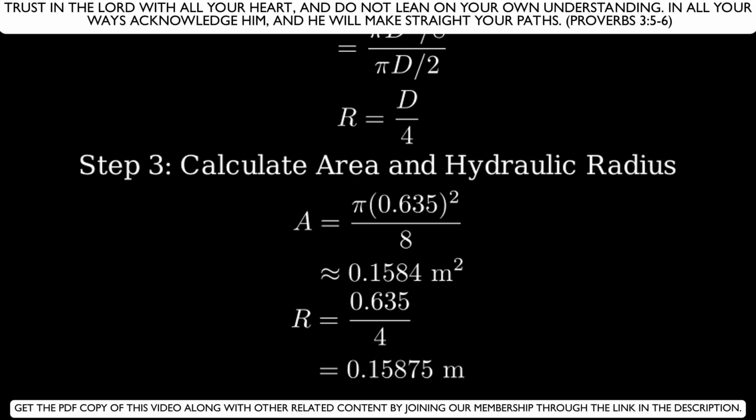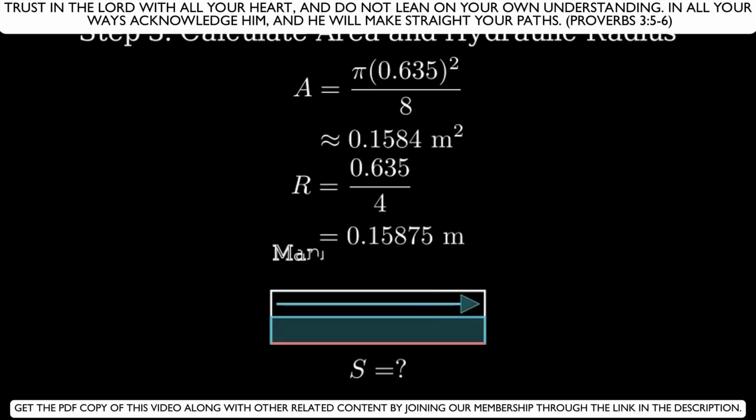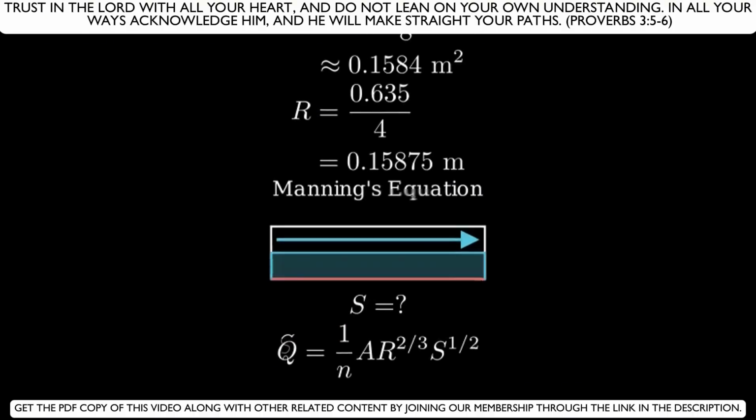R to the power of 2/3 equals 0.15875 to the power of 2/3, which is approximately 0.2934. Now, substituting all our values, S equals the square of 0.700 times 0.015 divided by 0.1584 times 0.2934. This gives us S equals the square of approximately 0.2258, which equals about 0.0510.